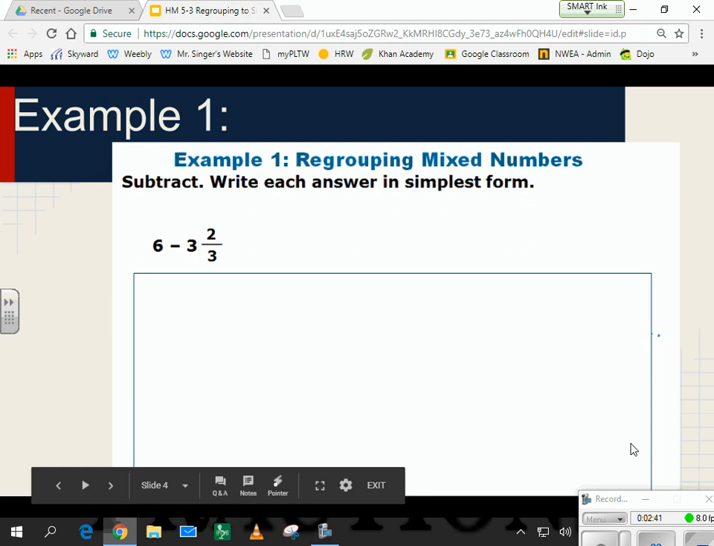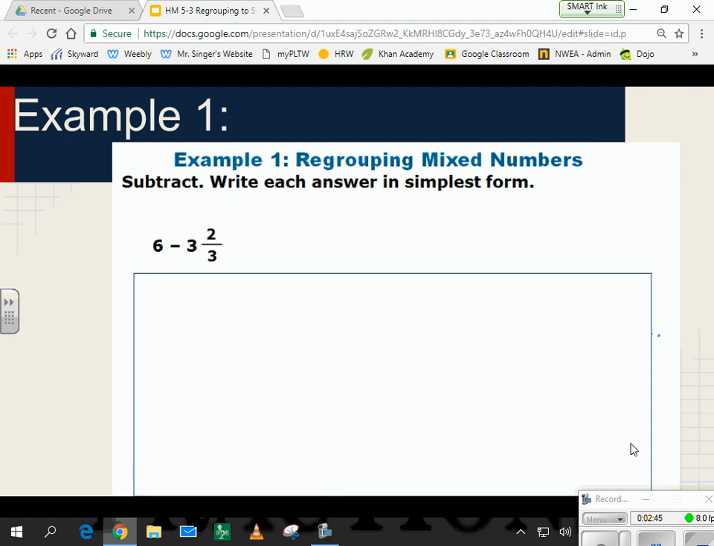Here is our first example, and we're going to regroup mixed numbers. So that's what we're going to work on in this video. All right, so our problem that we have is 6 minus 3 2/3. So remember, the one thing we need to do is make sure we have common denominators. Well, in this scenario, we know that we're going to have to create a fraction. So it's going to be 6 minus 3 2/3.